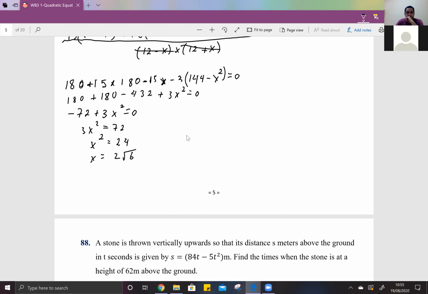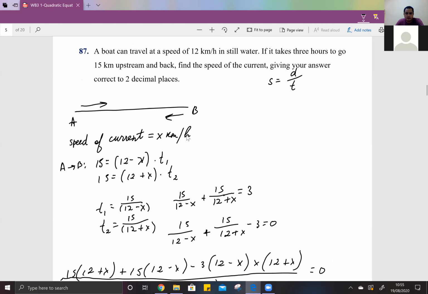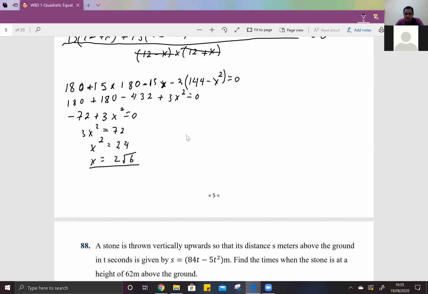Yeah, I think I have it. Okay. It said leave your answer correct to 2 decimal places. You can do that, no problem. Let's move to the next question.